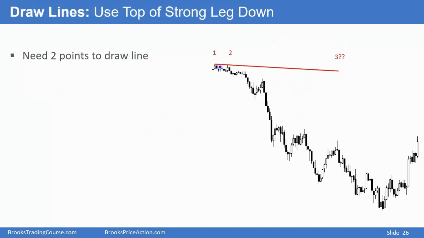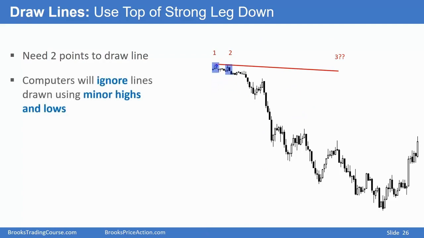2 points to draw a line, 1, 2, 3? I don't think so. Once you get strong breakouts like this, these reversals become minor, and computers pay attention to major highs, a high that's followed by a strong bear breakout. This is a major high. So this is the point that the computers will use. A reversal down, very strong bear breakout to a new low, a major high, fairly major high.